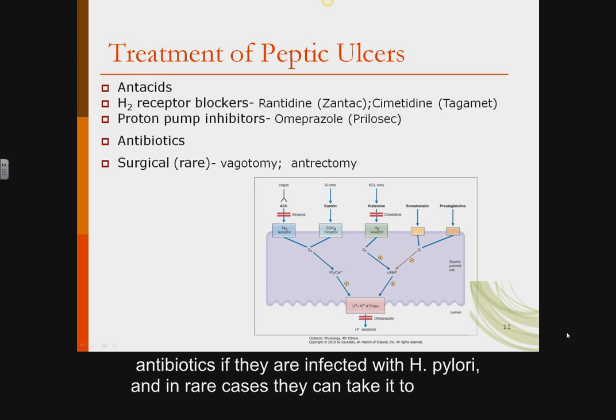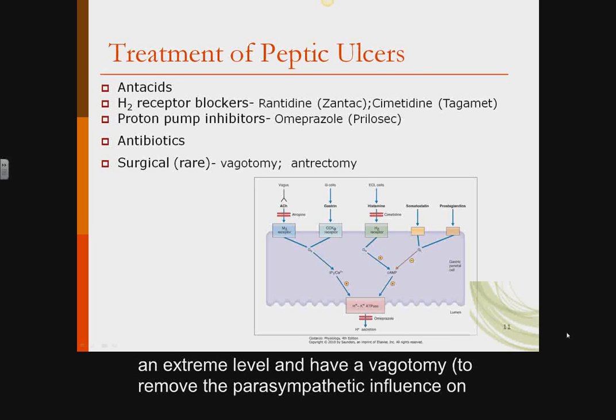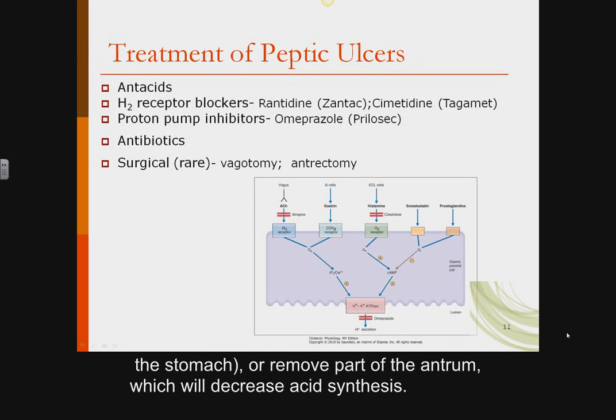A patient can be given antibiotics if they are infected with H. pylori, and in rare cases they can take it to an extreme level and have a vagotomy, which is where they remove the parasympathetic influence on the stomach, or remove part of the antrum, which will decrease acid synthesis.